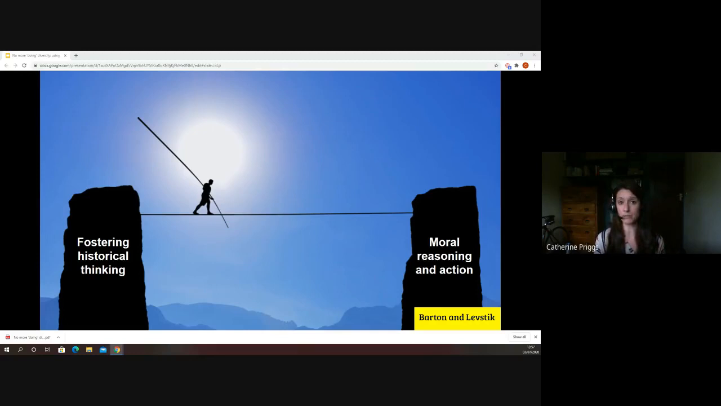And that's probably something that you've discussed within your history departments, what's the purpose of your curriculum? And it may well be that you're more at one of these two ends, but there is a lot of debate around where we should stand on this kind of continuum.